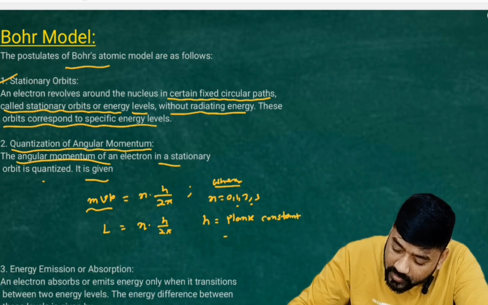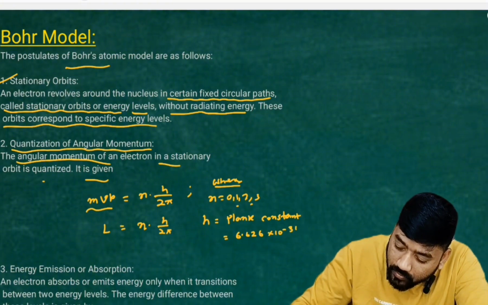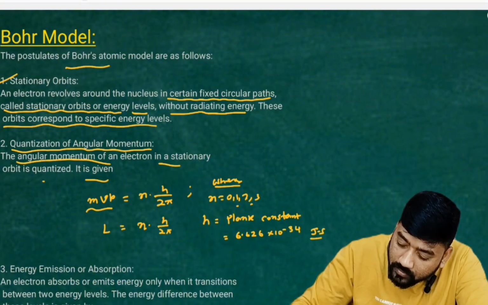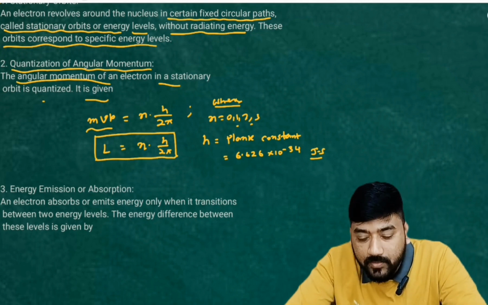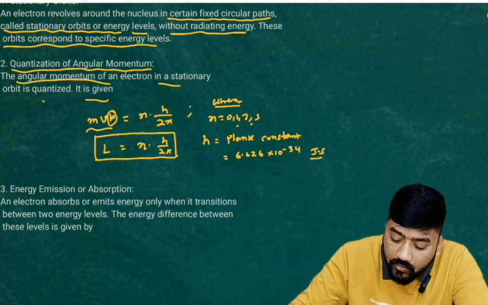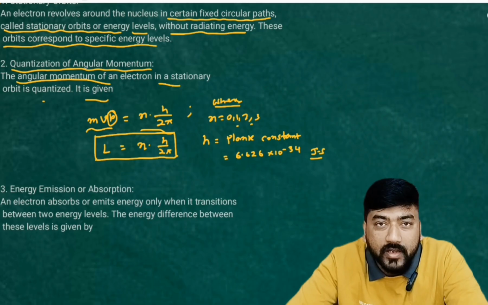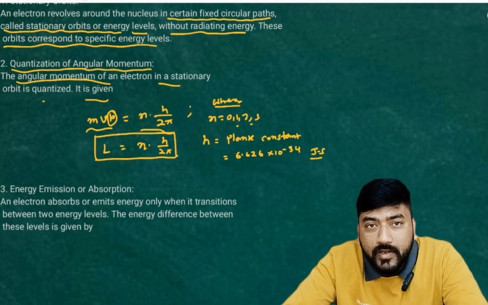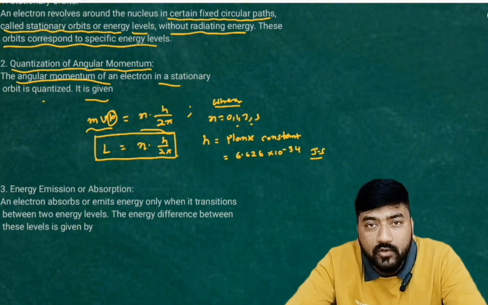h is Planck constant, which is equal to 6.626 into 10 to the power minus 34 joule second. Okay, so this is l. l is equal to n into h upon 2 pi. So r should be such that mvr will be equal to nh by 2 pi. Otherwise, the electron cannot occupy any random r. It means an electron cannot revolve in an orbit of any radius.